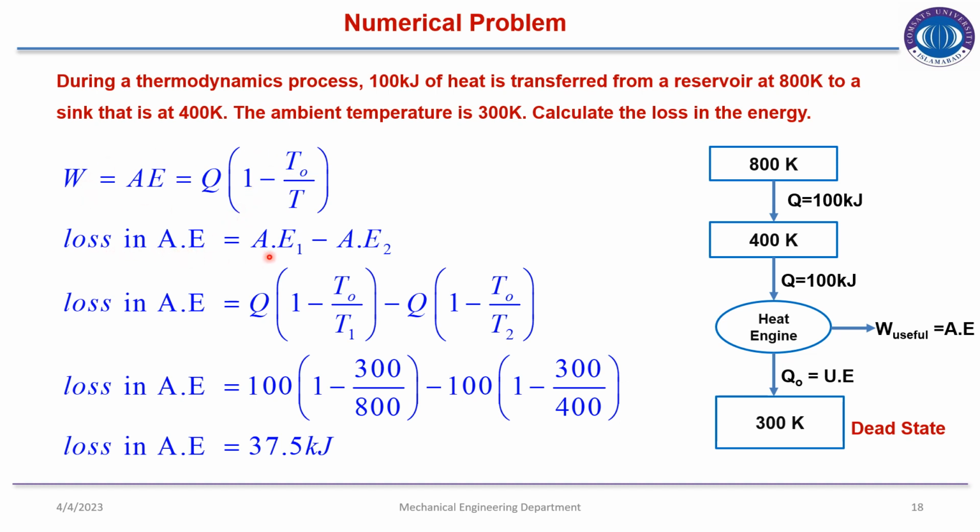Loss in available energy is equal to available energy 1 minus available energy 2. What will be available energy 1 and available energy 2? Available energy 1 is when the heat engine is directly connected to the 800 Kelvin source, and available energy 2 is when the heat engine is connected to the 400 Kelvin source. We plug in the values: available energy 1 when the source is 800 Kelvin, and available energy 2 when the source is 400 Kelvin. So the loss in available energy is equal to 37.5 kilojoules.